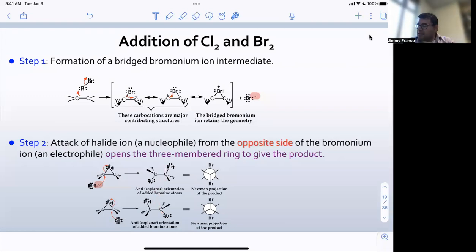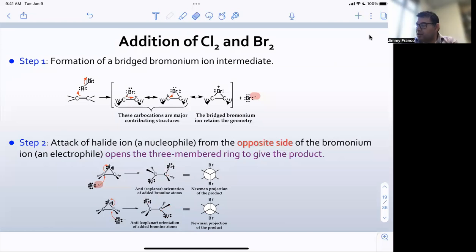Last thing, if we draw this in the Newman projection, the whole point is that these two are opposite each other when this happens. And so you'd actually be looking right down this carbon bond from the side. And so that's why one bromine is pointing up and one's down. And the same thing here, one's pointing down, one's pointing up, right? And we get those two different products.